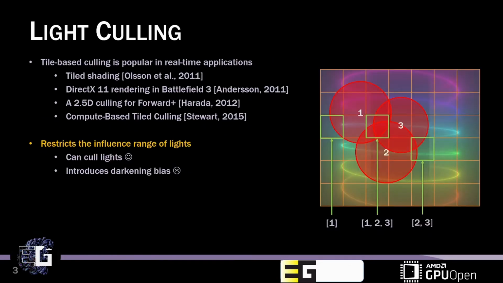An obvious choice here would be light culling. Especially, tile-based culling is used for many real-time applications. In this method, lights are binned into 2D screen space tiles, considering the limited light range, which can be achieved by light culling. It is good as we can cull lights to reduce the computational cost. However, it's not suitable as it introduces a noticeable darkening bias.